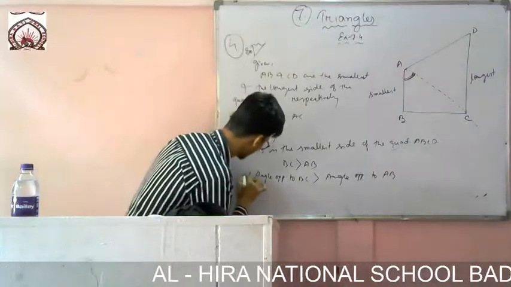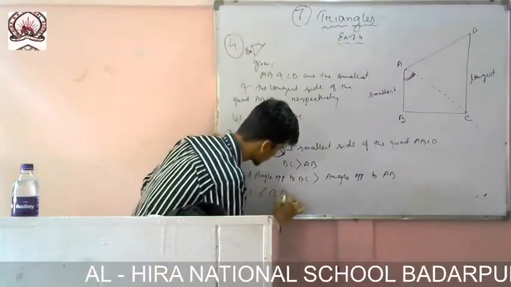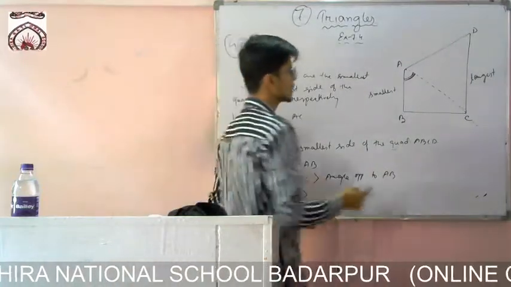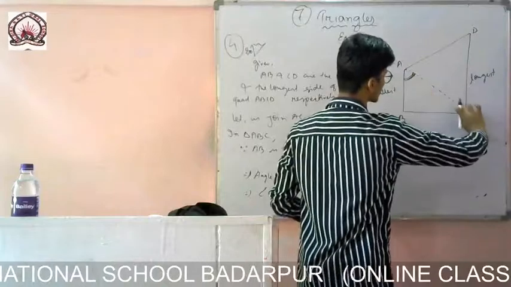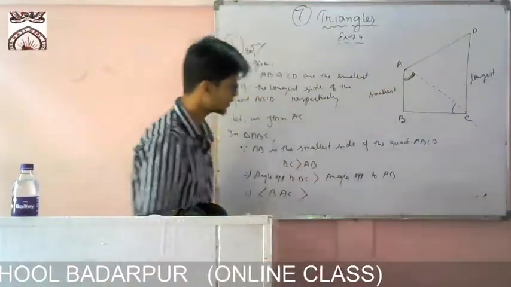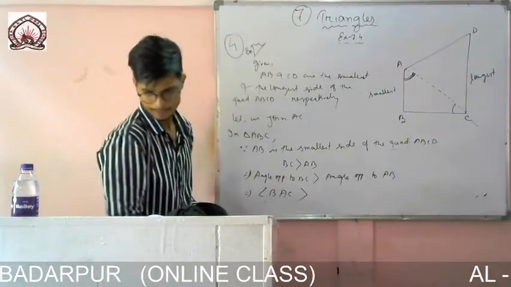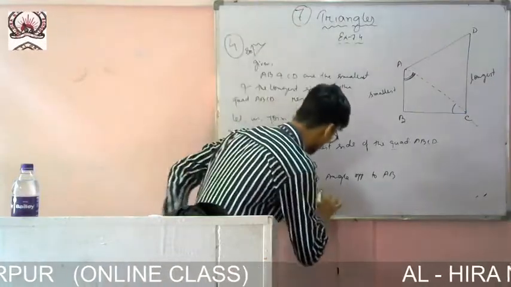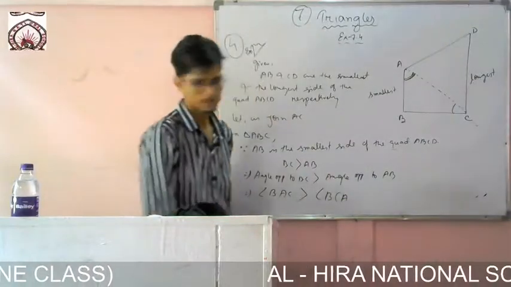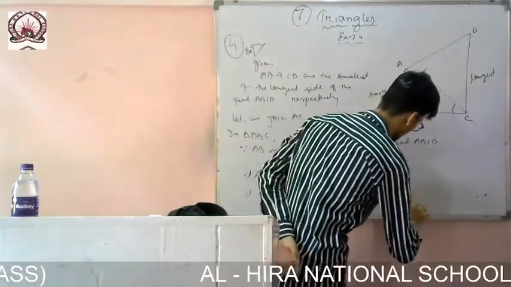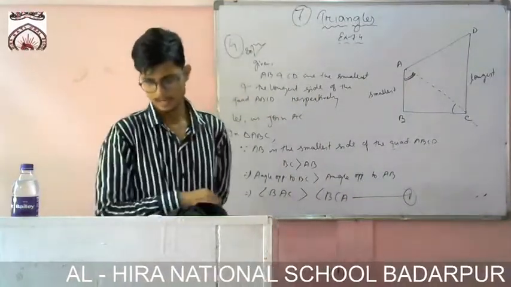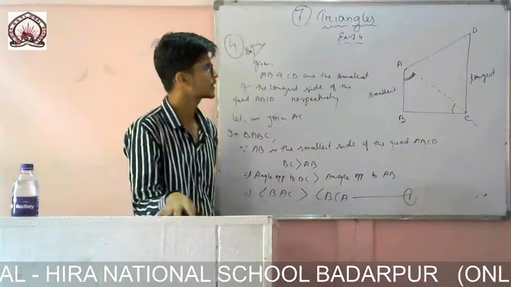So I can write angle BAC is greater than angle opposite to AB. This is the side AB and that is the opposite angle, so it will be greater than angle ACB, which is BCA. Okay, so this will be our first equation. Similarly, I can write for the other triangle left.